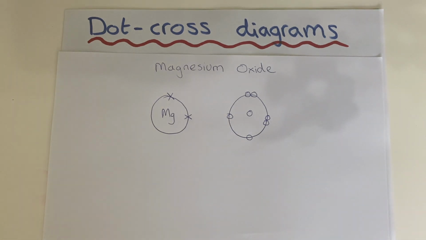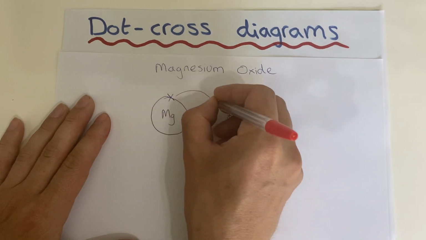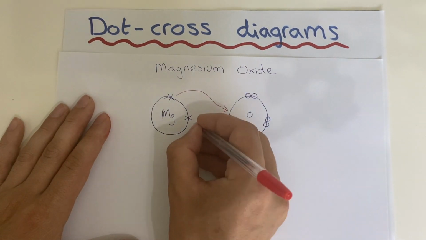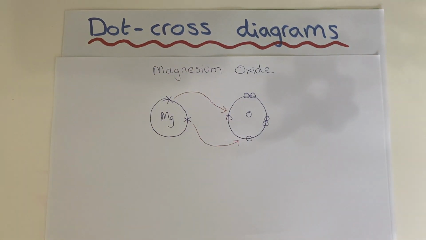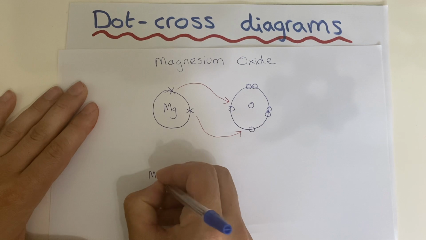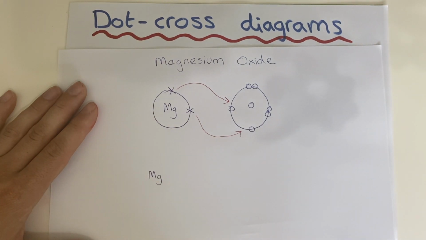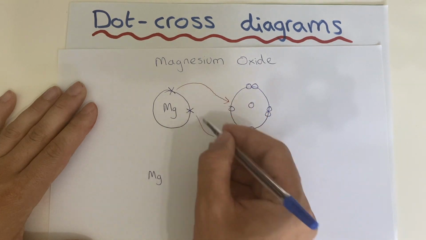So this time we're going to need to draw 2 arrows to show electron transfer. This electron will transfer, and this electron will transfer. Okay, remember not to draw the electrons twice. And then we're going to draw the after diagram. What happens after the electrons have moved? Well, magnesium, we don't need to draw any electrons for magnesium now because we're only interested in the outer shell, and these 2 have gone.